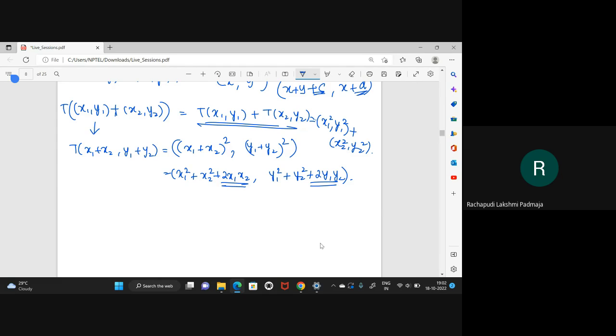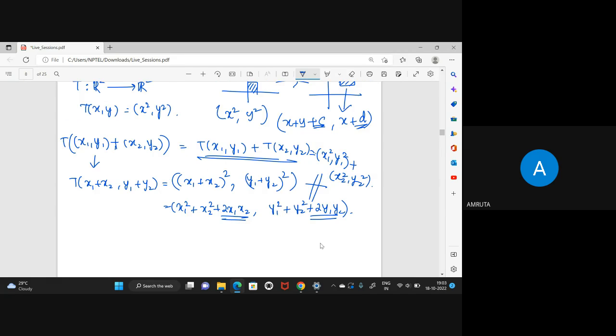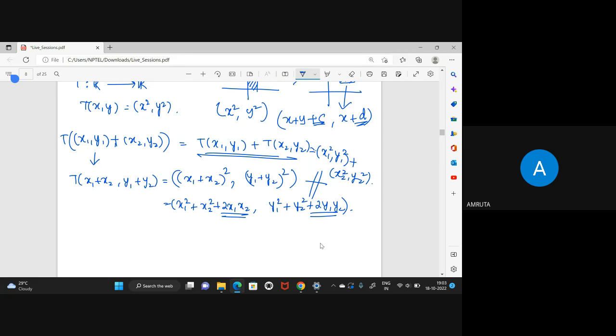So these two will not be equal if both x1 and x2 are not equal to 0, right? If any one of them is equal to 0, then these two will be equal. But otherwise, it's not going to be equal. You agree it's not equal because of these extra terms, right?